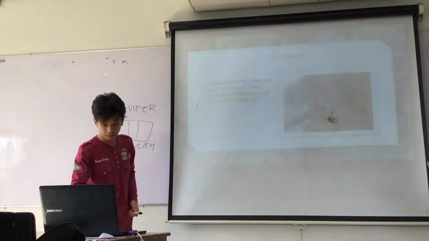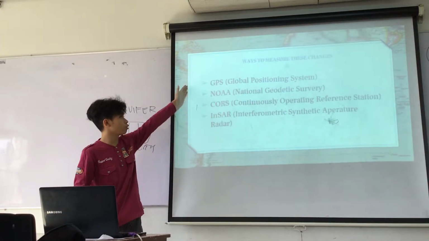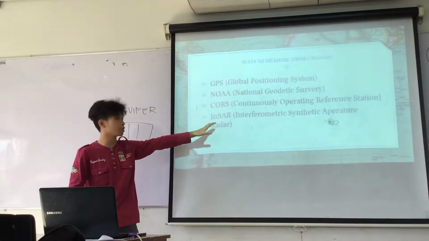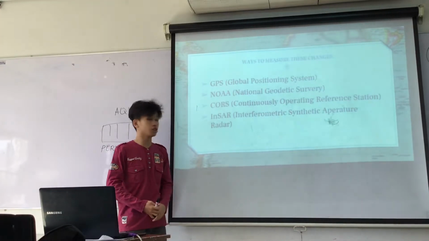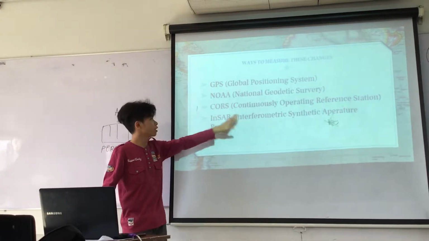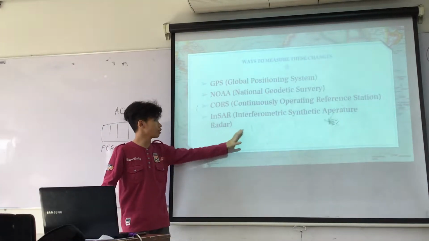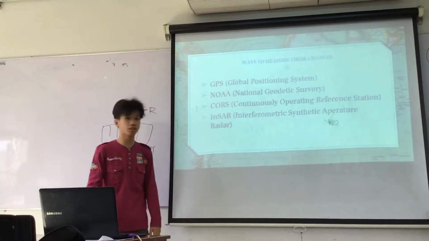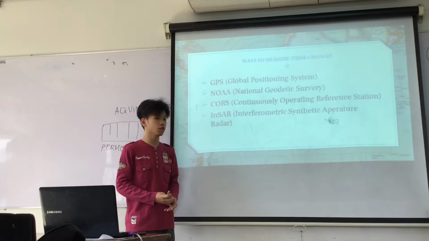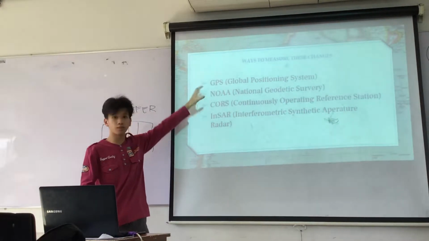Next. To measure subsidence, we may use the following: the GPS, Global Positioning System; NOAA, or National Geodetic Survey, which manages CORS. So CORS is part of NOAA, the Continuously Operating Reference System stations; and InSAR, Interferometric Synthetic Aperture Radar, which is a radar used to measure, and old photos when these three are not available.